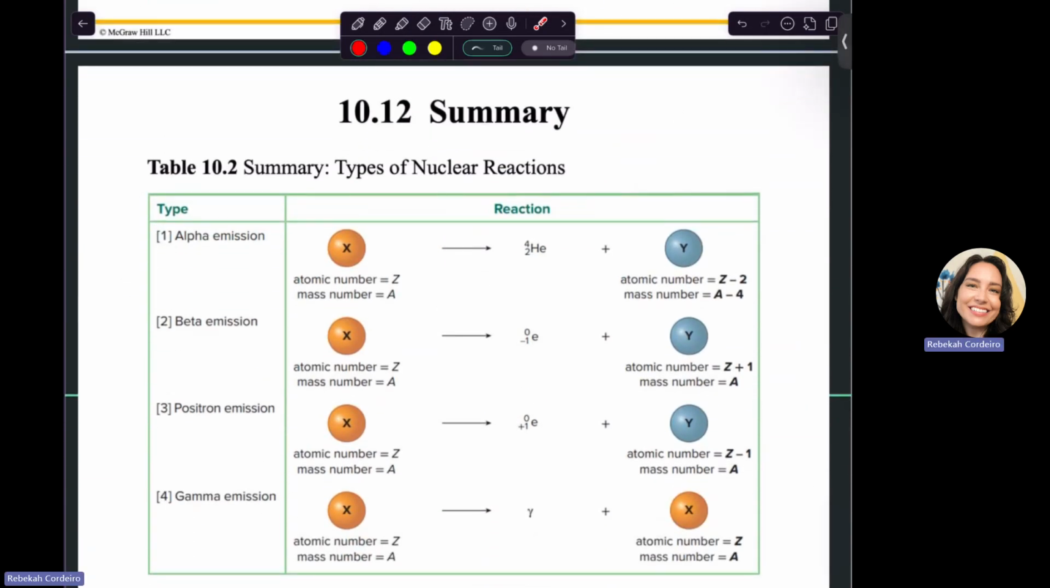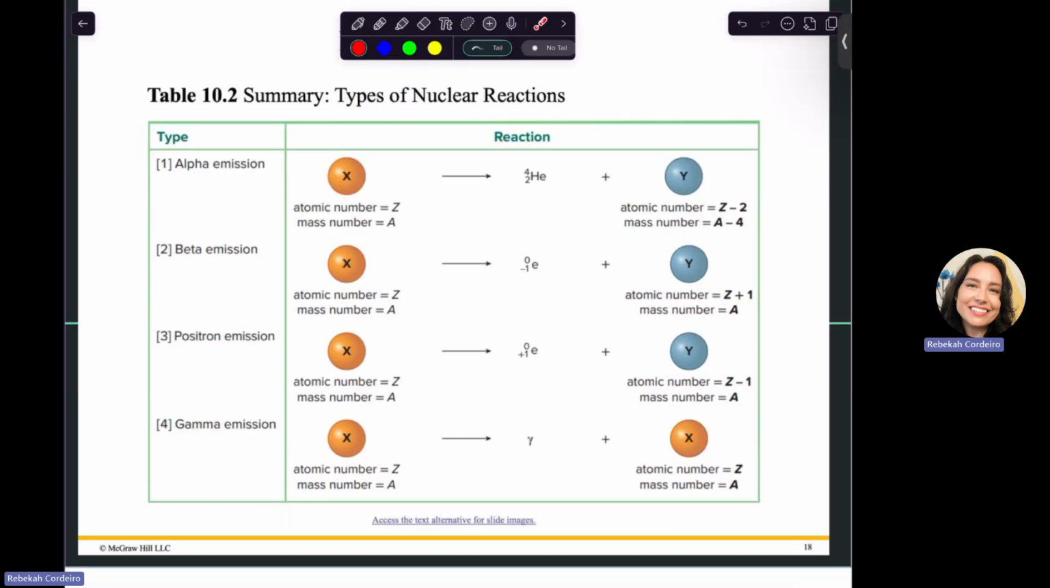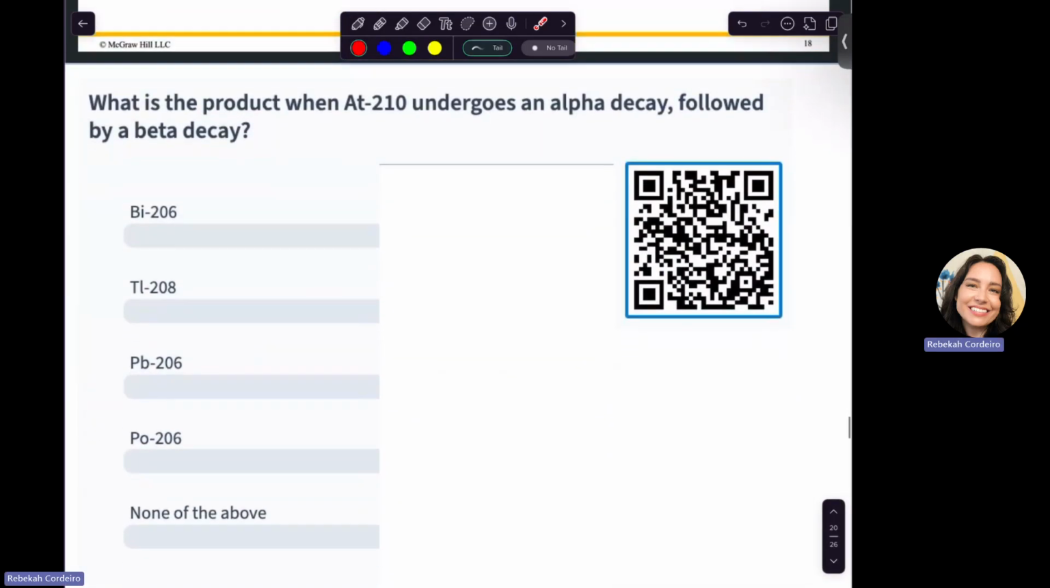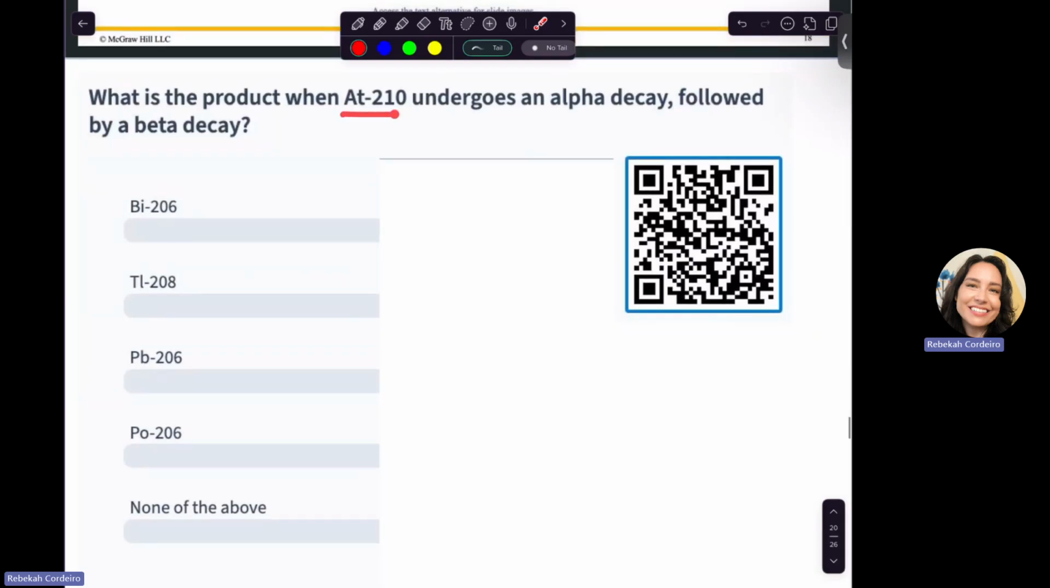So this is a little summary of all the different particles, and it shows you an example of the reactions. Why don't you try it? So pause and see what was the product when At undergoes alpha and beta decay. We're going to do both of those. And you can do them separately if you want to, but you can also do them all at once. I'll do them separately just so you can see. Give that a try and come back.